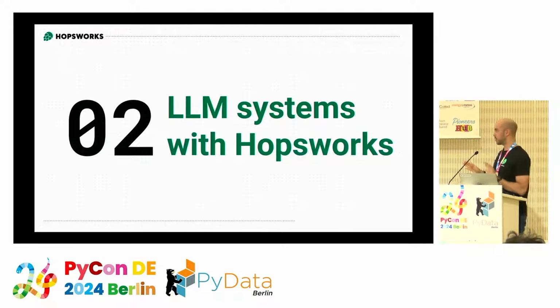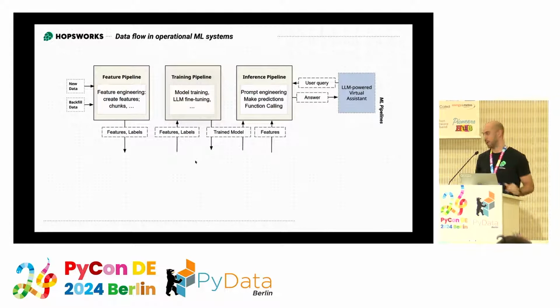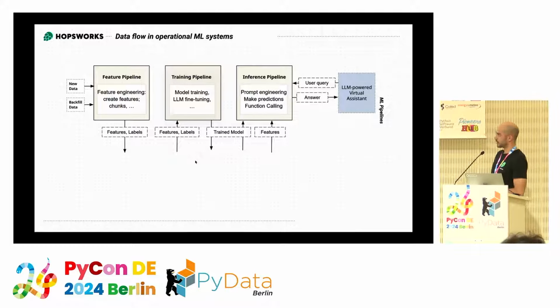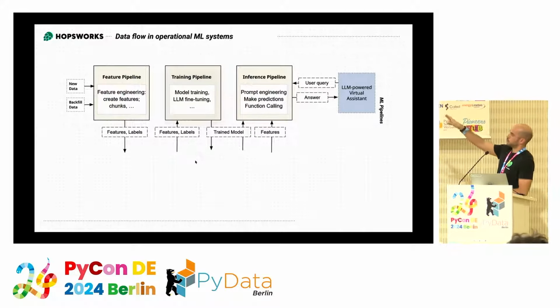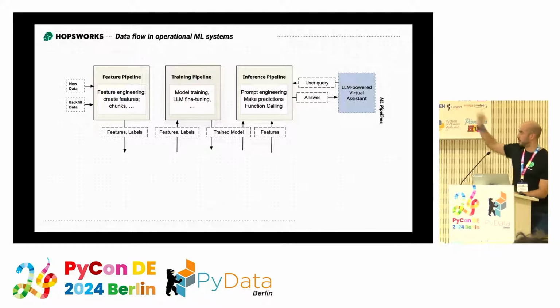Okay, so we saw what RAG is and what function calling is. Now, how can we actually build LLM systems? To build LLM systems, a good practice is what we call the FTI pipeline architecture, which is composed of 3 different pipelines: the feature pipeline, the training pipeline, and the inference pipeline.